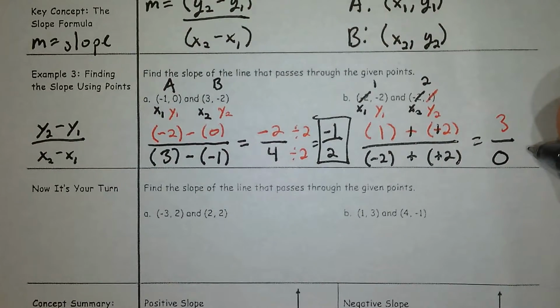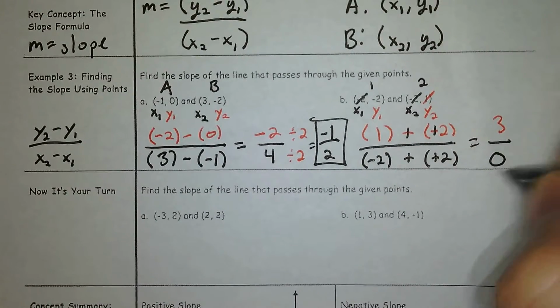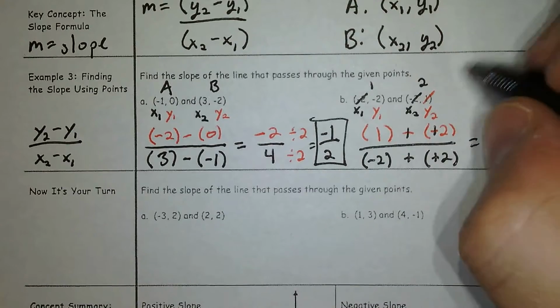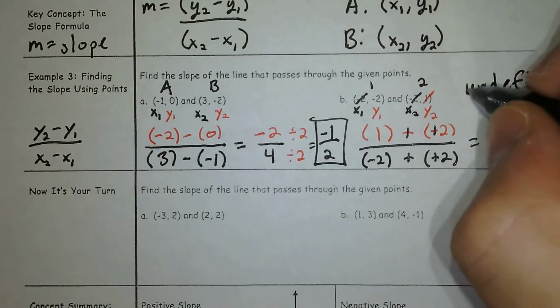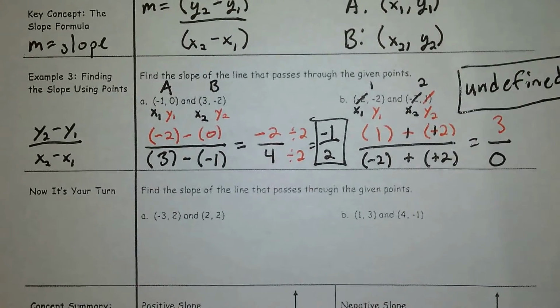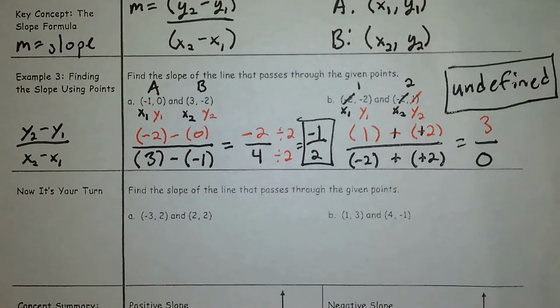Now think about this. Can a number be divided by 0? Remember, in all your years of math, you should have learned this by now. You cannot divide by 0. You can divide 0, but you cannot divide a number by 0. That's impossible, right? Because you cannot divide by 0, my denominator cannot be 0, so we would say that this is undefined. If you have a 0 in the denominator, you can't divide by 0, it's impossible, so we call it undefined.